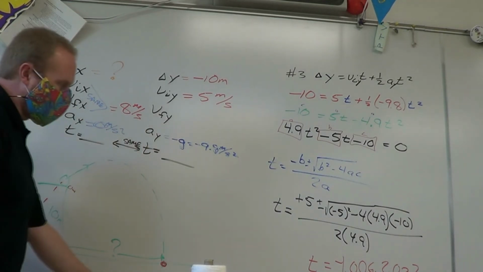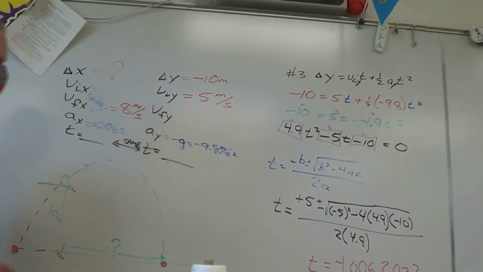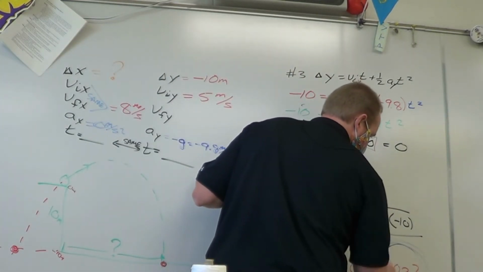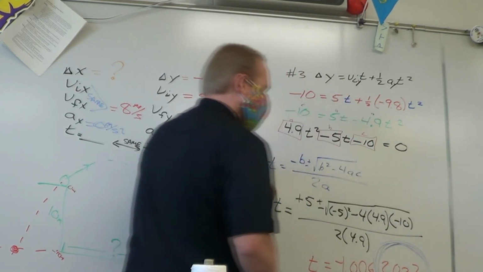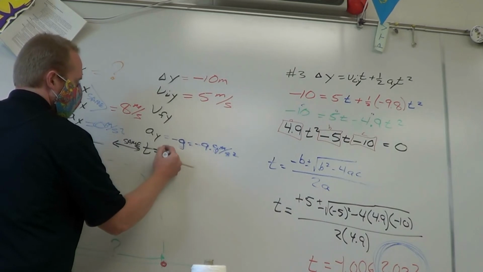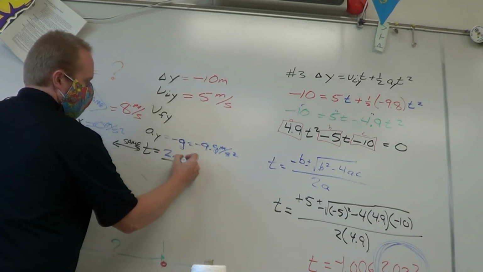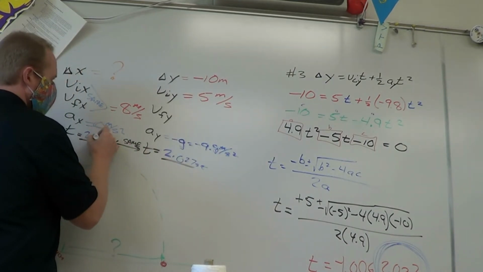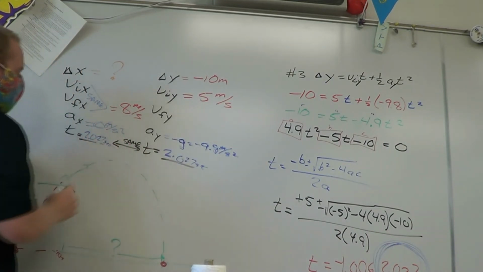So you got to kind of go through and say, well, which time do I want? And in this case, we want to make sure we choose the positive time. So our time is 2.027 seconds.